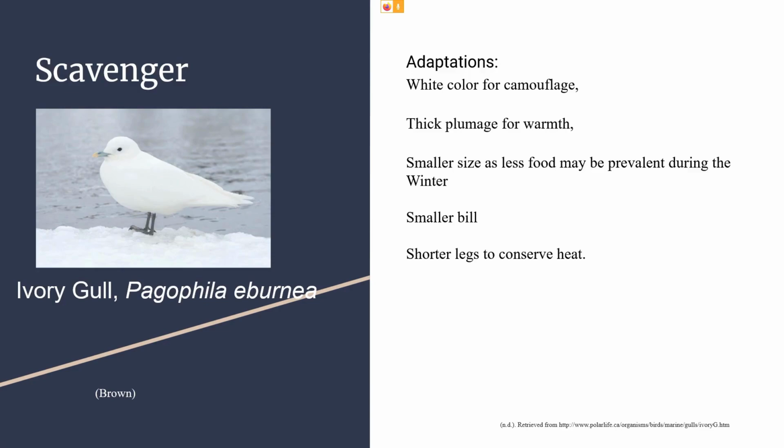Decomposers in the Arctic are rather rare, so scavengers pick up the slack. One of these scavengers is the ivory gull, or Pagophila eburnea. Their adaptations include the white color for camouflage, a thick plumage for warmth, smaller size as less food may be prevalent during the winter, a smaller build, and shorter legs to conserve heat. These shorter legs and smaller bill are completely different than other birds of similar size.